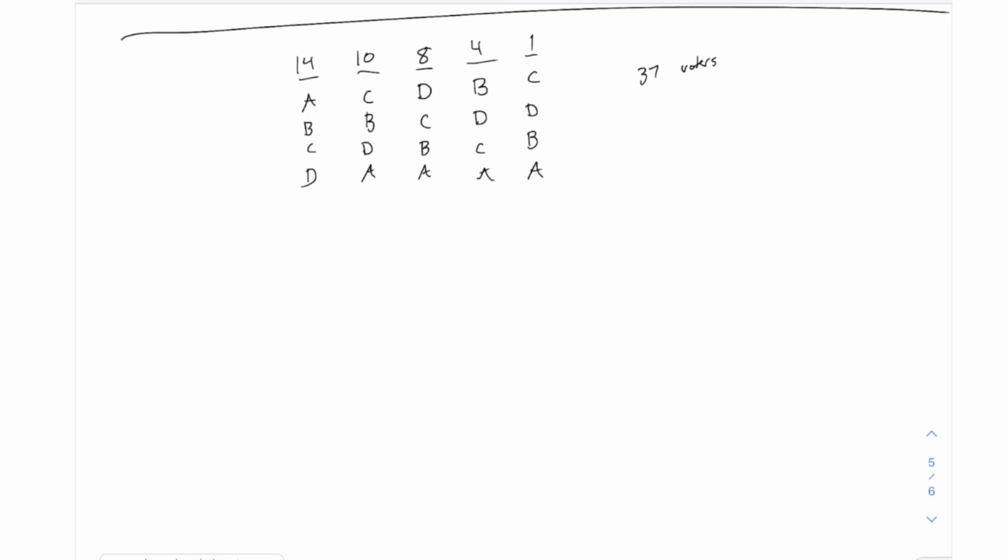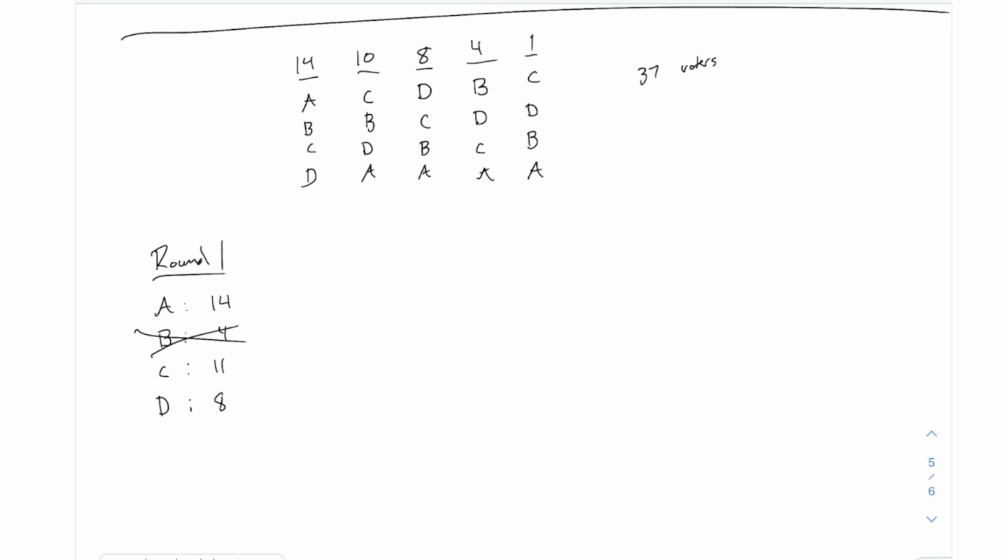Anyway, let's do it. So, round 1. You go A, B, C, D, right? And in the first round, we're just counting the plurality scores, which we've done many times before. A has 14, B has only 4, C has 11, and D has 8. All right? And so we are going to eliminate B in the first round.